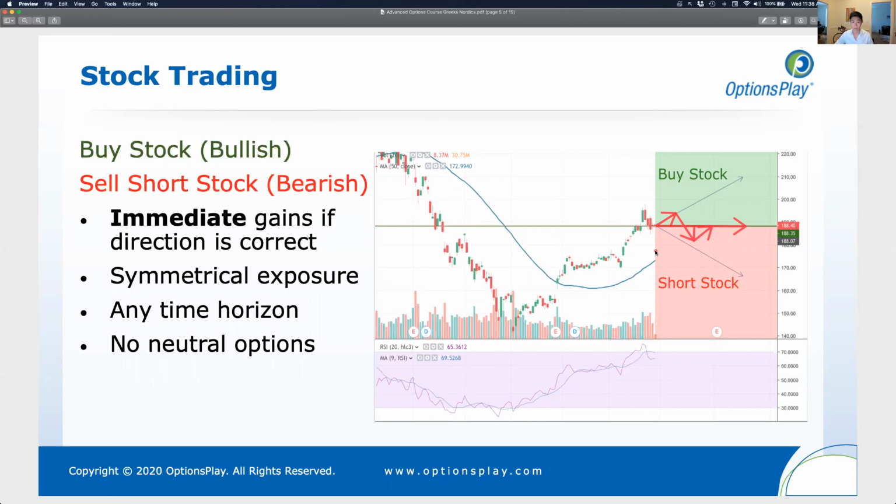So if this makes sense to you, please type 1 into the chat window, because these are the fundamentals that we need to understand before we can start exploring options. Okay, so I see a lot of 1s here on the screen. So like I said, I think this is pretty straightforward.